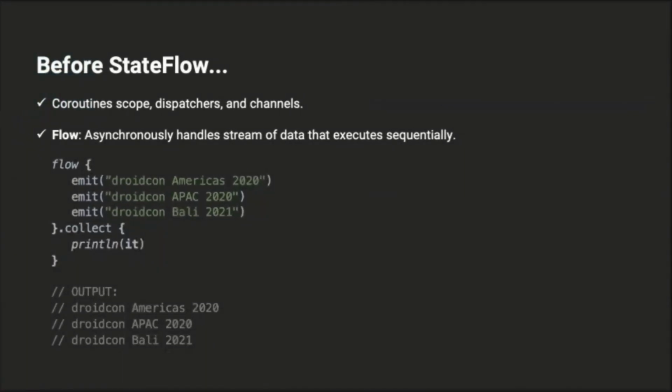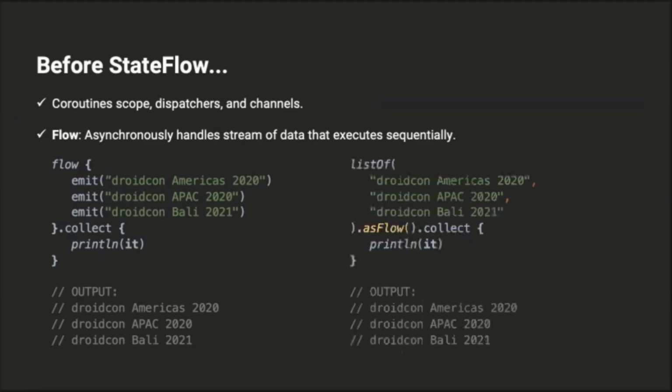So in this piece of code, we can see an example of data emission and collection using Flow Builder. We try to emit 3 string values, and the printed output is exactly in the same order it was emitted. Another way to create a flow is by using the asFlow function. This will turn a collection or a sequence into a flow and emit each item it contains. However, let's consider this case.